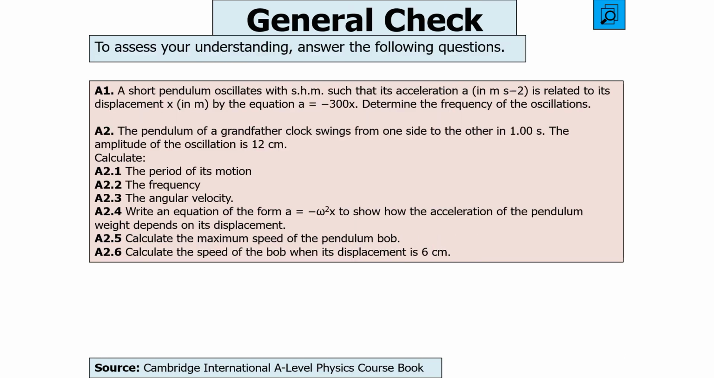The next question says, a short pendulum oscillates with simple harmonic motion such that its acceleration is related to its displacement by the equation a equals minus 300x. Determine the frequency of the oscillations.